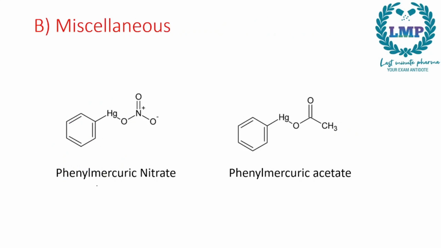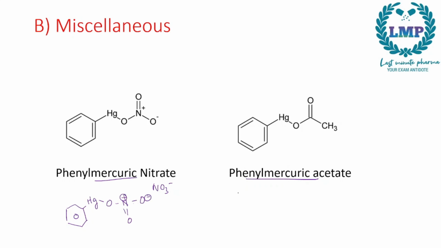In miscellaneous, we have phenyl mercuric nitrate and phenyl mercuric acetate. As we had seen, phenyl mercuric nitrate is phenyl. First we draw a phenyl. We go according to what the name says. Phenyl. Then we have mercuric. So we'll draw a mercuric compound. Then a nitrate. How is a nitrate? NO3 minus. So O, N, O, double bond O. So here there's an extra bond, so a positive charge. Here there's a less bond, so a negative charge.